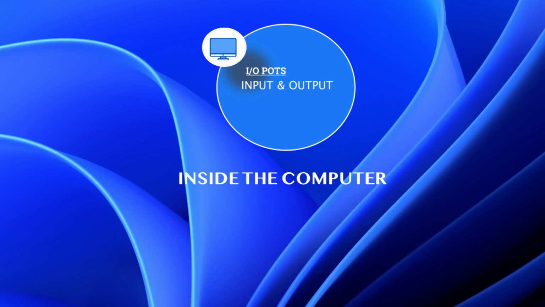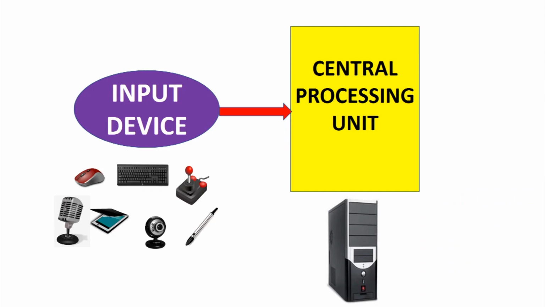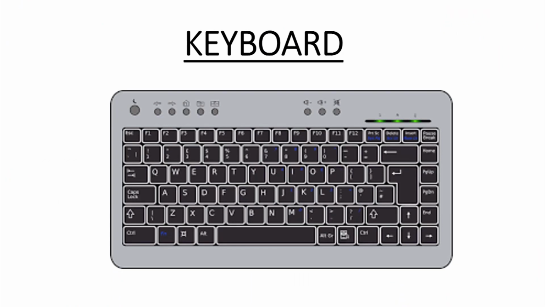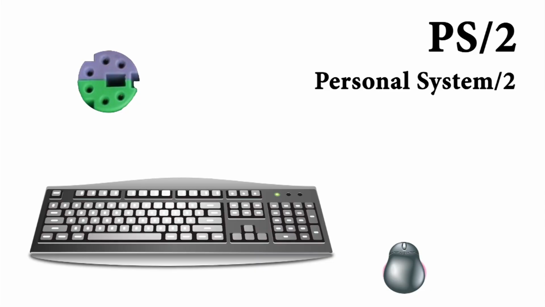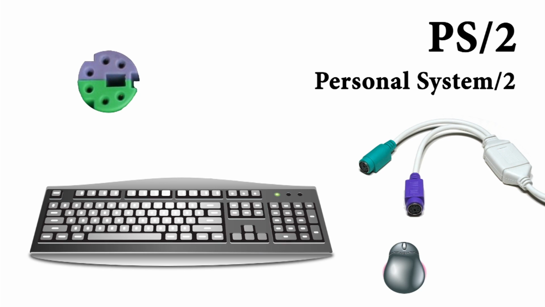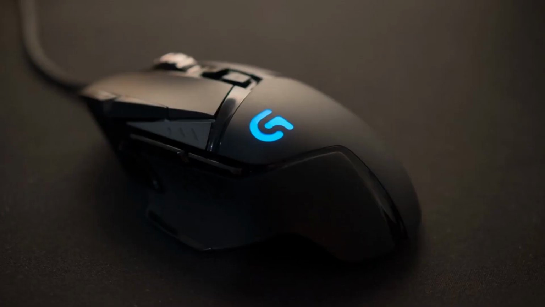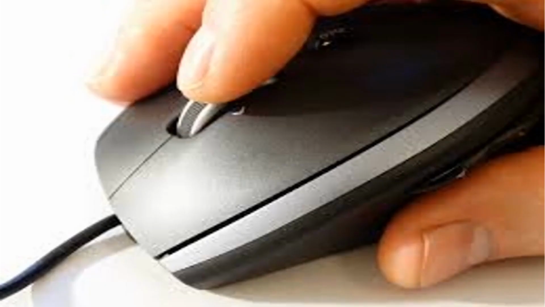Often abbreviated as I/O ports, are physical connectors on a computer that facilitate data exchange between the computer and its various peripherals. These ports are located on both the front and back of the computer and serve as interfaces for connecting devices like monitors, keyboards, mice, USB drives, printers, external hard drives, and more.